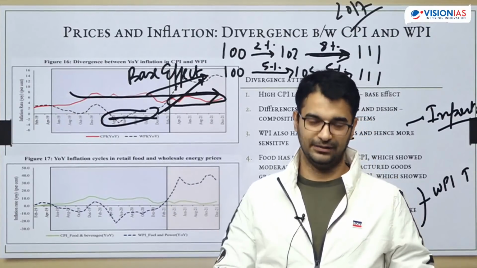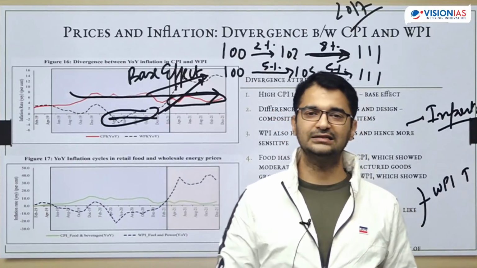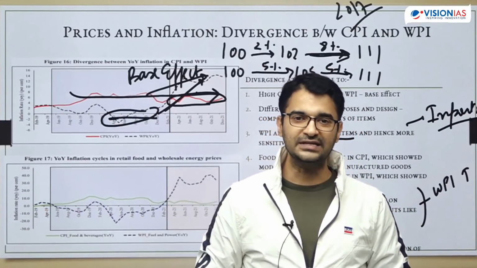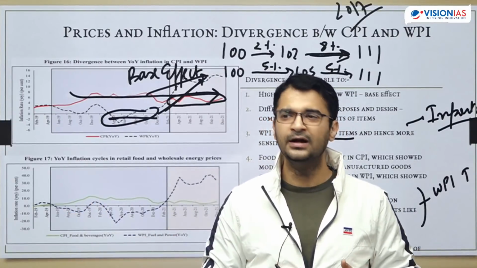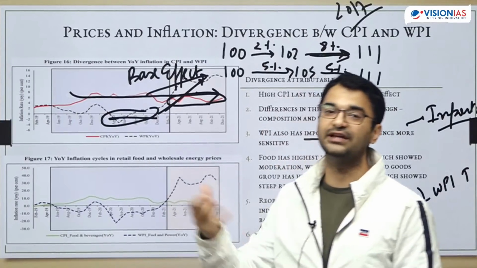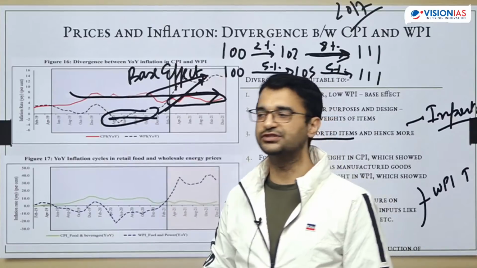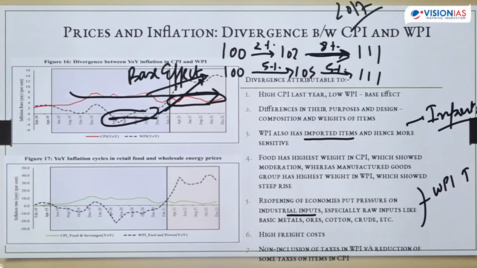What is the consumer's price? Basically input plus tax, that is what I pay. Last year input cost was less but the tax part was higher. This year the input part is higher but the tax part is less. So for me there is relatively less change in price, but for the wholesale market there is a very high change in price. So this is what is reflected here, which is causing a divergence of CPI and WPI. So this is with respect to CPI WPI divergence.